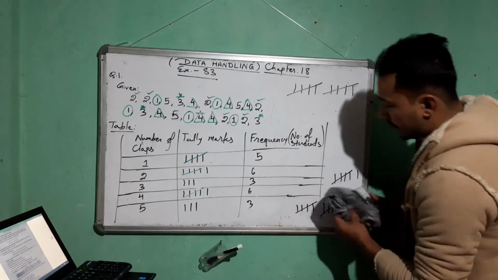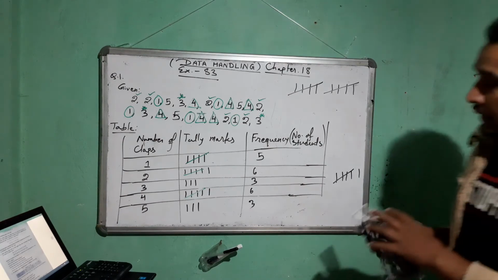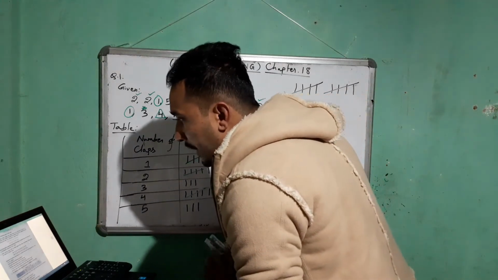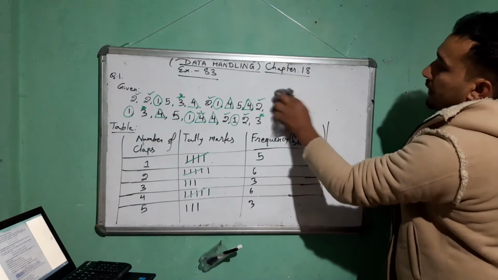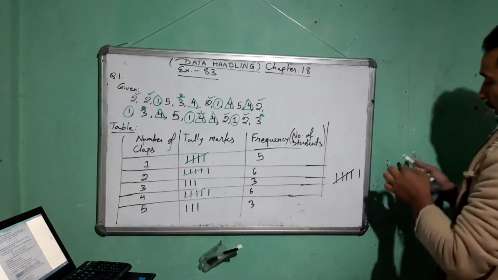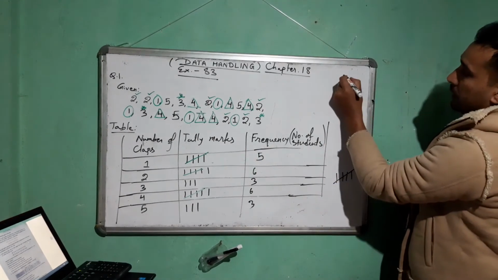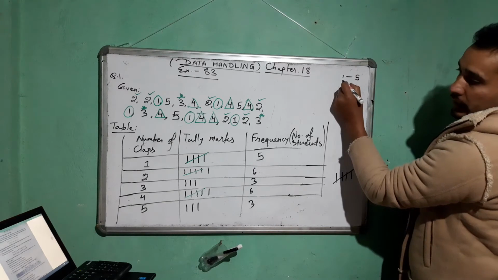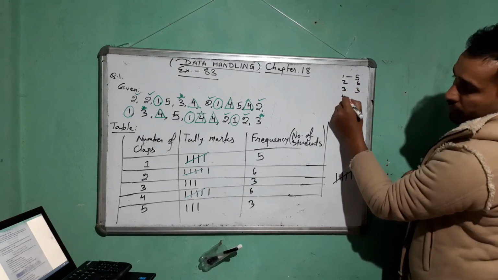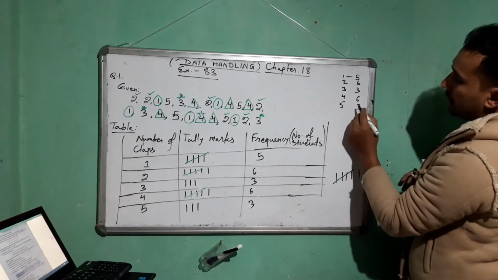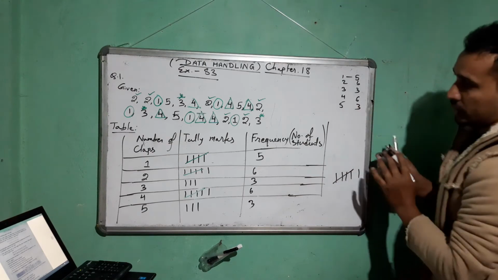So the table is completed. Now next we have to make a pictograph. You make this table properly. 1, 5, 2, 6, 3, 3, 4, 6, 5, 3. Okay, so I'll erase this part.